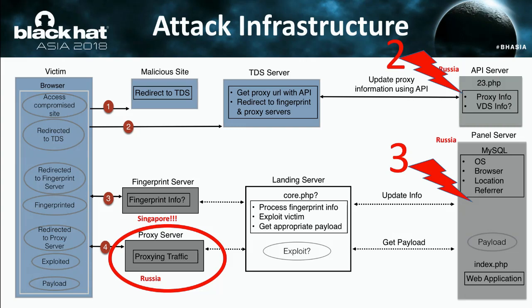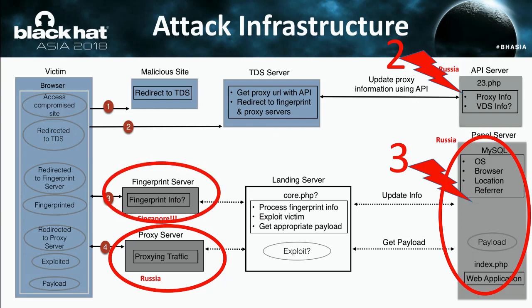We also found weaknesses on the panel server. We found 3 different kinds of weaknesses on the panel server, and these weaknesses might lead to the takedown of the panel server itself in their attack infrastructure. And the third server, of course, we know the IP address of the fingerprint server, and this might also lead to the takedown of the fingerprint server as well. So from now on, I will give you these 5 different attacks we tried on the RIG-4 exploit kit attack infrastructure.